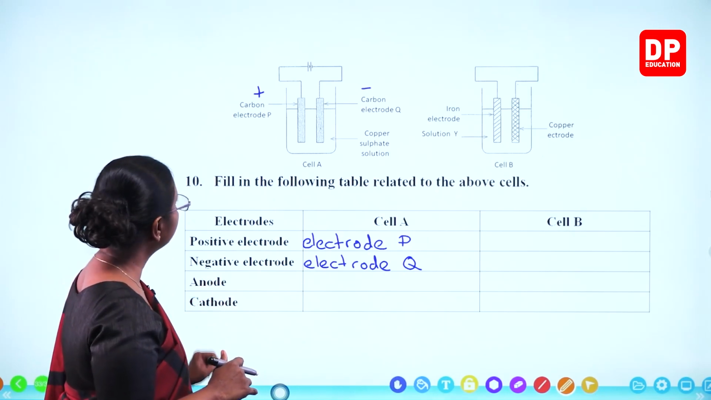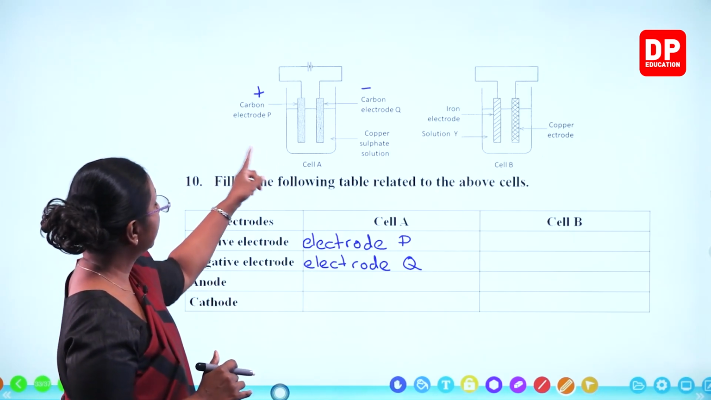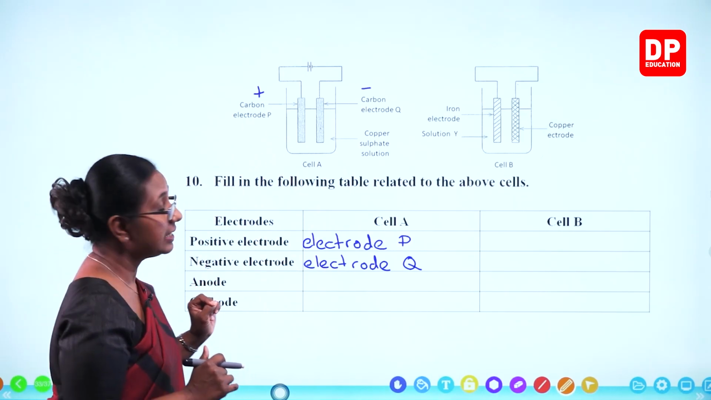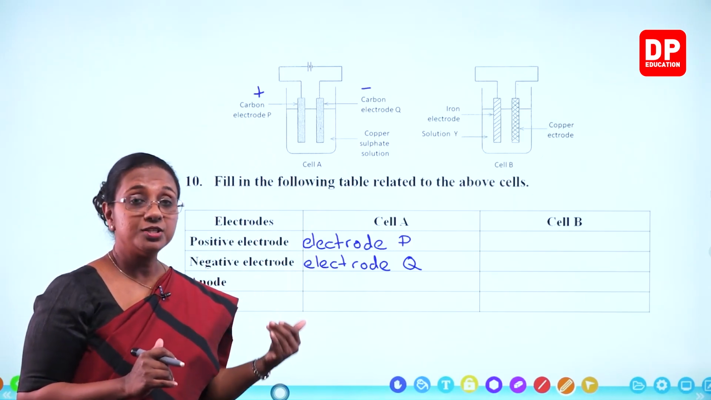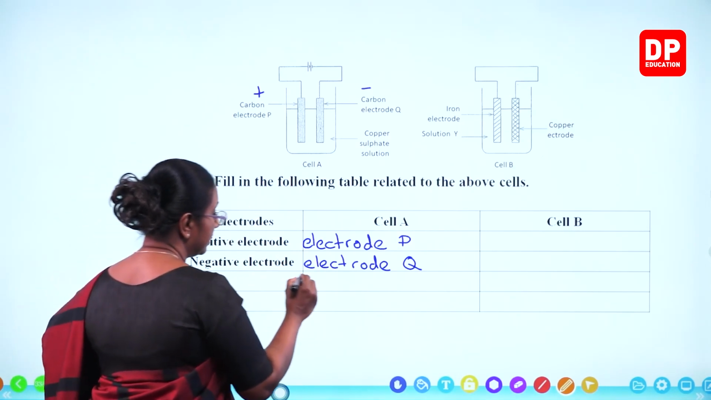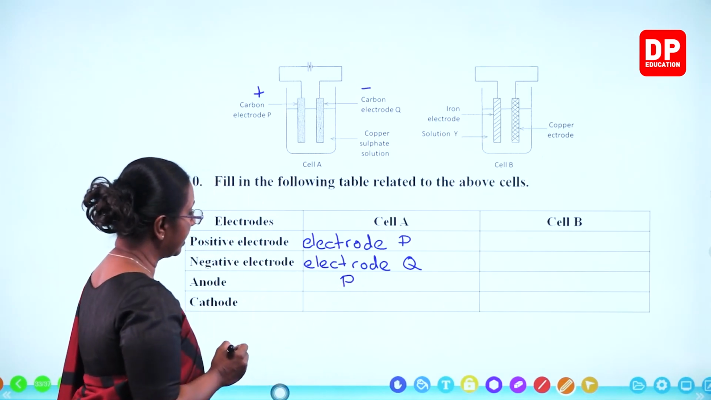Then what is the anode? What is the cathode? So we have already written that near carbon electrode P, that is the positive electrode, OH minus ions undergo oxidation. So that is the anode. So here electrode P is the anode.